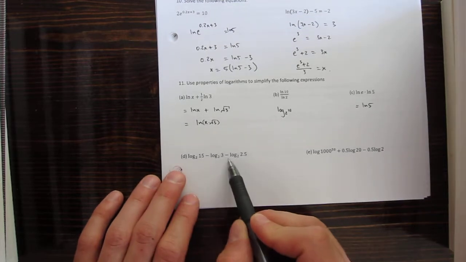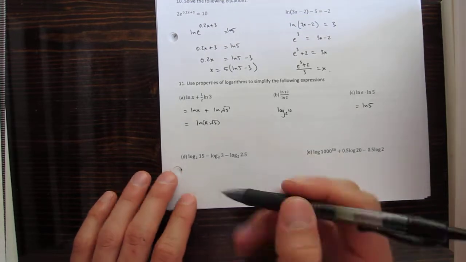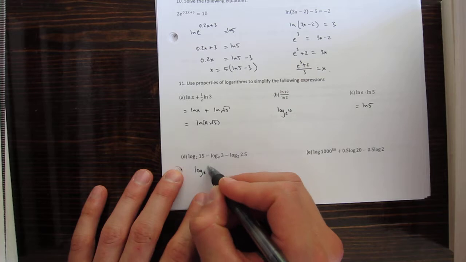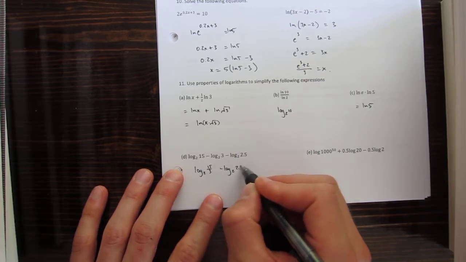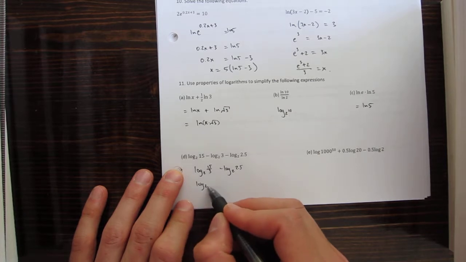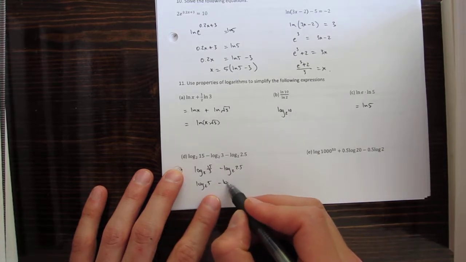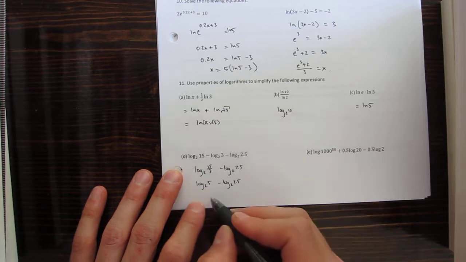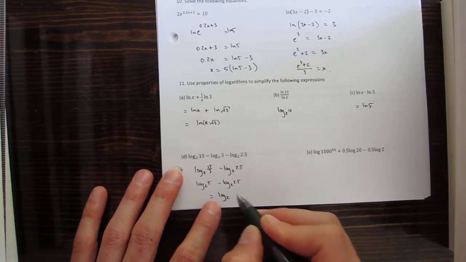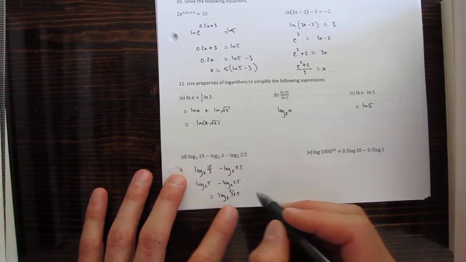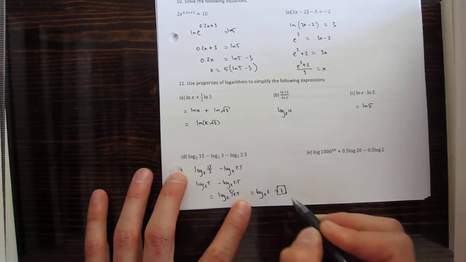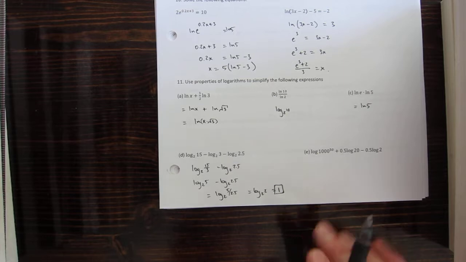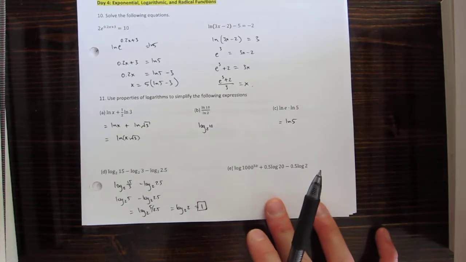Coming down here, a lot of subtraction. Everything lines up, so I can simply make this log base 2 of 15 over 3 minus log base 2 of 2.5. That is log base 2 of 5 minus log base 2 of 2.5. That's log base 2 of 5 over 2.5, which is log base 2 of 2, which is 1. So this whole thing simplifies to 1. Just using the quotient property twice.